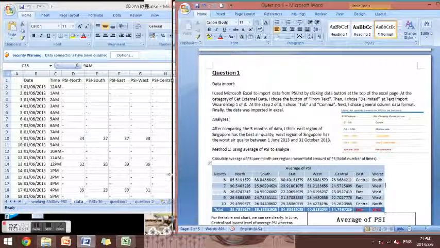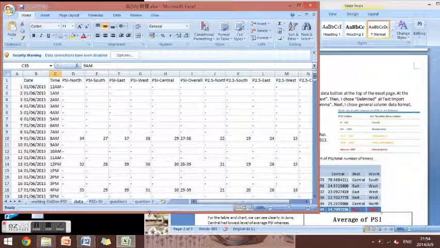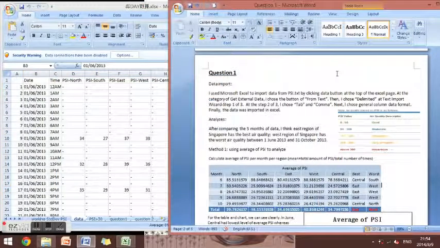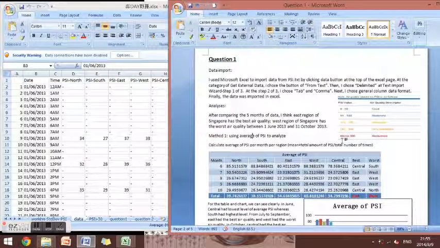For question 1, the first step is to import the data to Excel, which is shown here. I use two methods to analyze PSI. Method 1 is to use the average of PSI to analyze. I calculate the average of PSI per month per region, which is shown in this table.